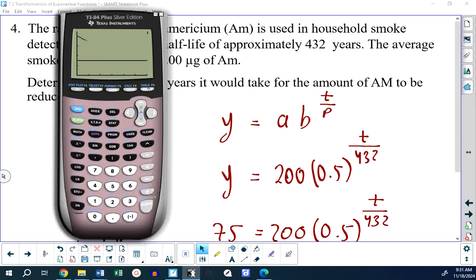So there's 75. Here's the amount of americium. Ooh, I almost didn't make it. When I said let's go up to 600, I thought I was even going to say it, and I'm sure that will be enough. I think it is, but I'm going to change that to 700. Looks like it's going to be a little less than 600 years. Go to your intersect option of your calculate menu. No, it's a little bit more than 600. 612 years. 611 years.